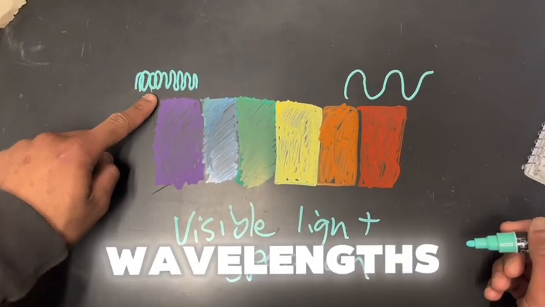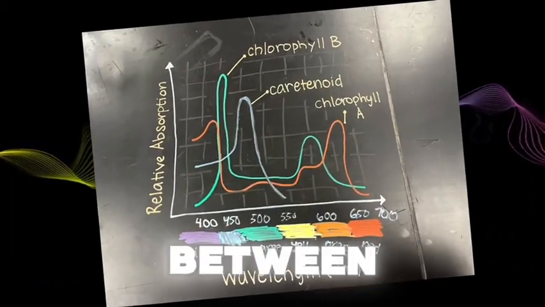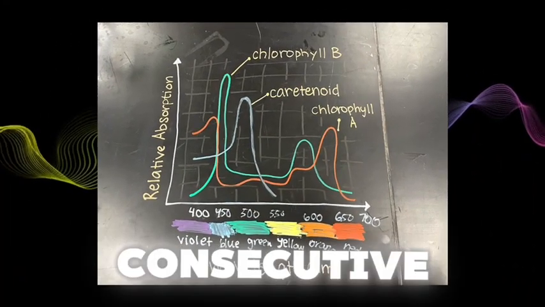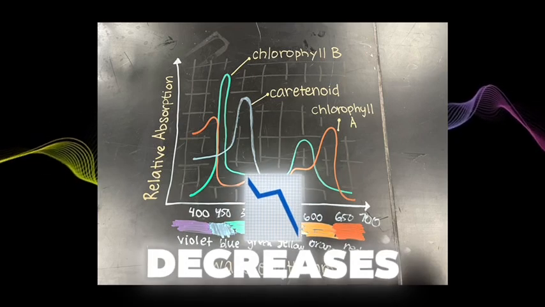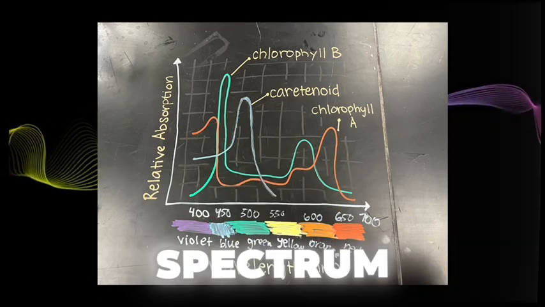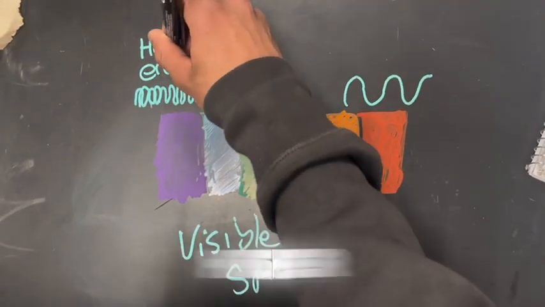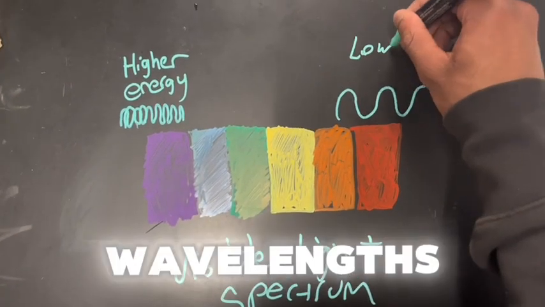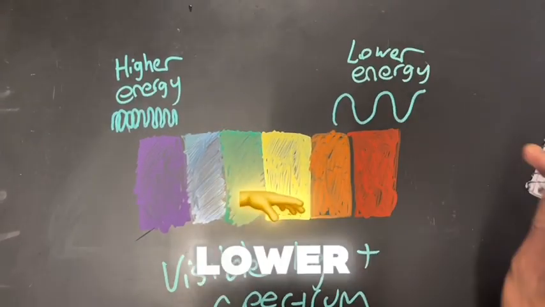Purple light has a short wavelength compared to red light. Wavelengths are simply the distance between corresponding points on consecutive waves. Wavelength increases as you progress from the purple side to the red side of the visible light spectrum. Shorter wavelengths are correlated with higher energy, whereas longer wavelengths are correlated with lower energy.